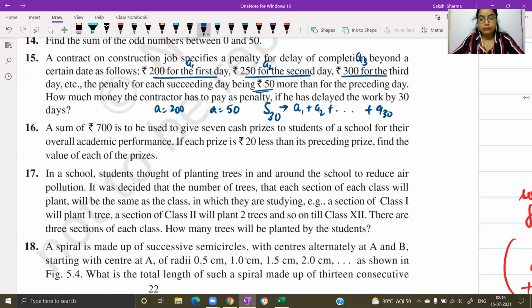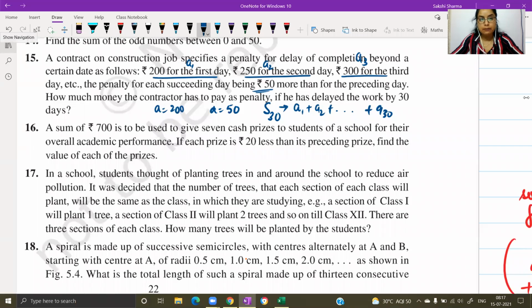Yes, ma'am. Whenever you have a real life based question, try to understand whether you have to find out the term of the AP at the 10th place or any given place, or you have to find out the sum of the terms. Try to understand and then you can proceed. In this case, the total penalty he will be charged for being late by 30 days is the penalty for the first day, the second day, and so on up to the 30th day. It will be represented by S30, which is the sum of the first 30 terms of the AP.